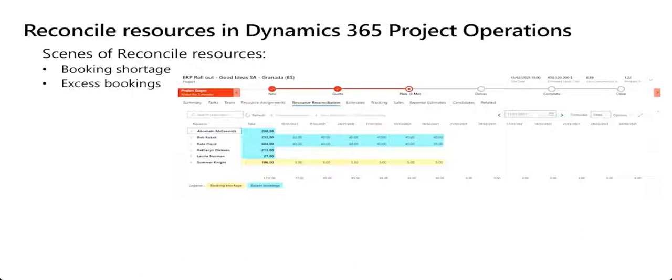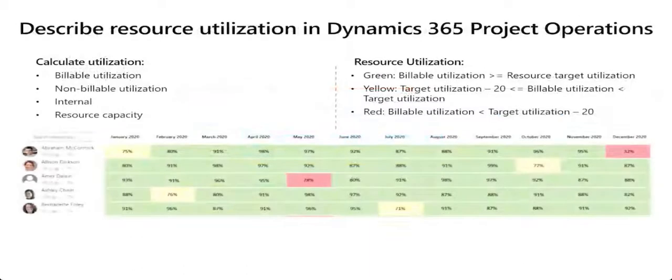The Reconciliation tab also shows all the bookings and assignments down to the level of the individual task assignment for each of your team members. And since each of your resources has some type of billable utilization, you're going to want to be able to calculate it and see how they're performing.